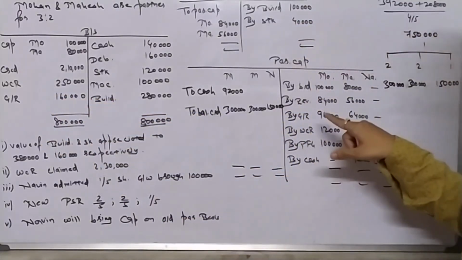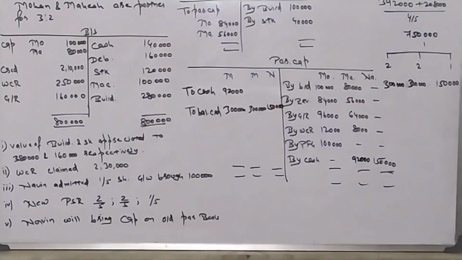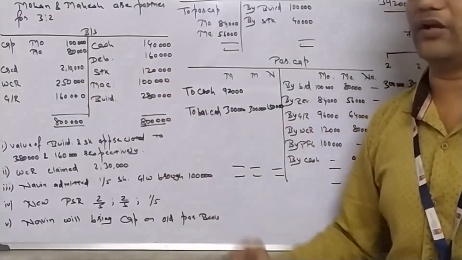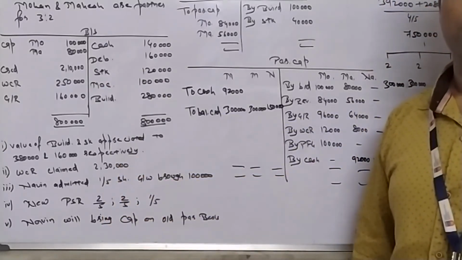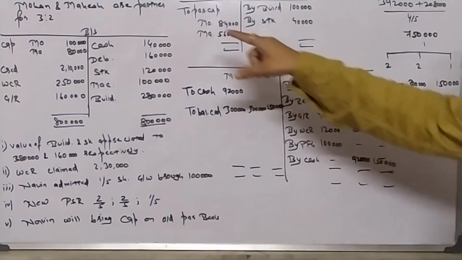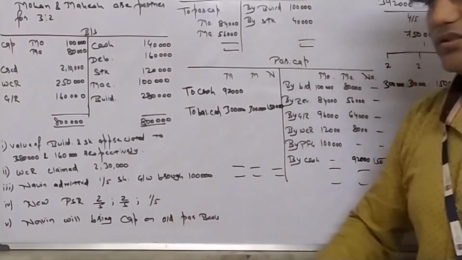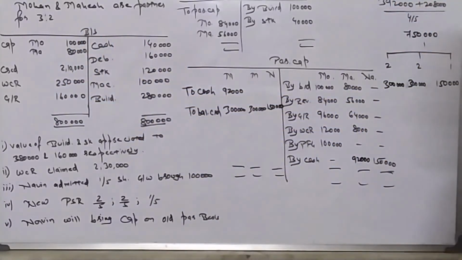Next step, adjustment of reserve. General reserve will be divided among Mohan and Mahesh in the old partner 3:2 ratio. Workman compensation reserve: I have 2,50,000 reserve, 2,30,000 has been claimed by a worker. So the remaining 20,000 will be divided among Mohan and Mahesh in 3:2 ratio. 20,000 will be divided as 12,000 and 8,000. Done. General reserve adjusted, workman compensation reserve adjusted.